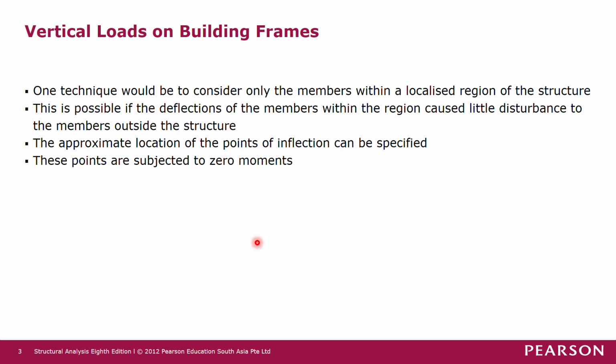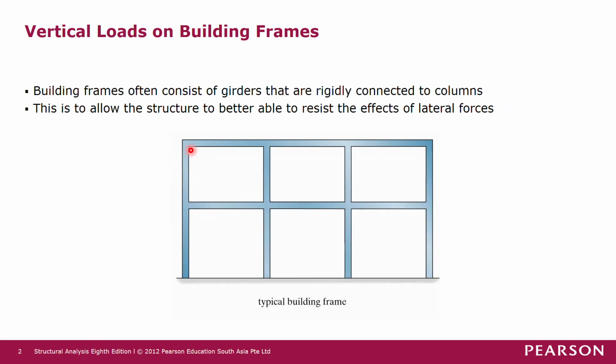One technique would be to consider only the members within a localized region of the structure. This is possible if the deflections of the members within the region cause little disturbance to the members outside the structure. So what this means is, we may consider a girder and analyze it as if its deflection does not affect the deflection of the outside structures. So we may take this girder as an individual member, another girder as an individual member, and so on and so forth.